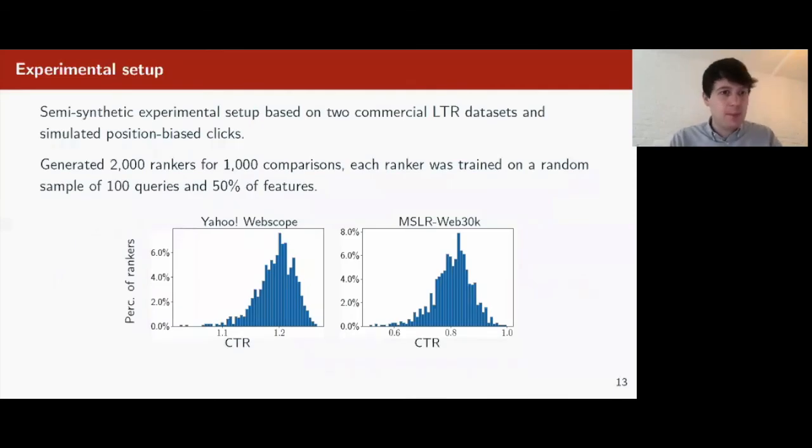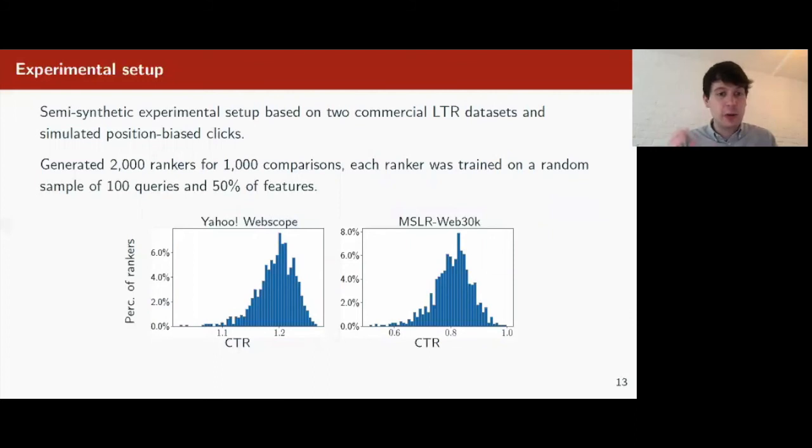We simulated 1,000 comparisons based on 2 commercial learn to rank data sets, where we simulate position biased clicks. So we generated 2,000 rankers. Each was trained on a random sample of 100 queries and 50% of the available features. So they all have different information during training, resulting in different ranking behavior.